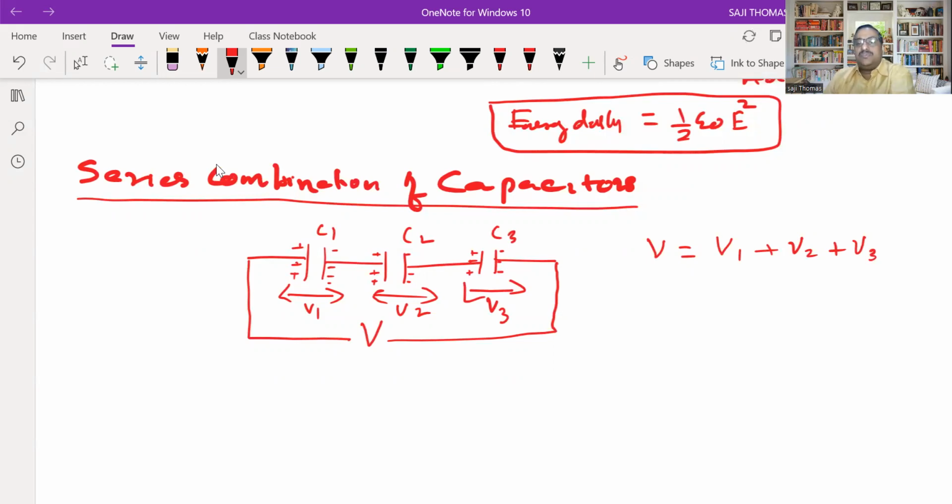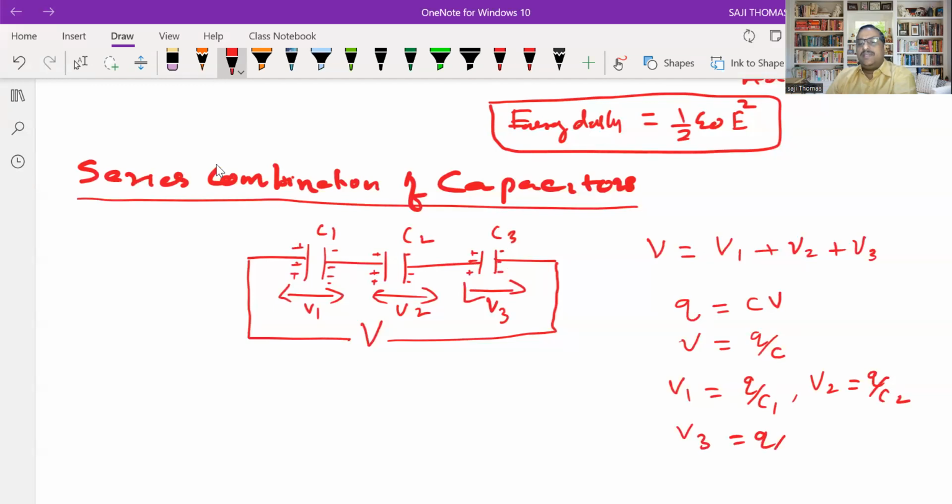And you know the equation for charge. What is the charge equation? Q is equal to CV. So we can write V as Q by C. V1 will be Q by C1, V2 will be Q by C2, V3 is Q by C3.